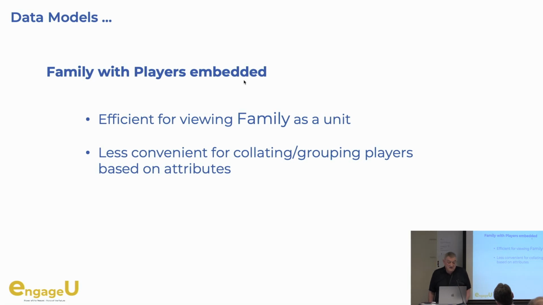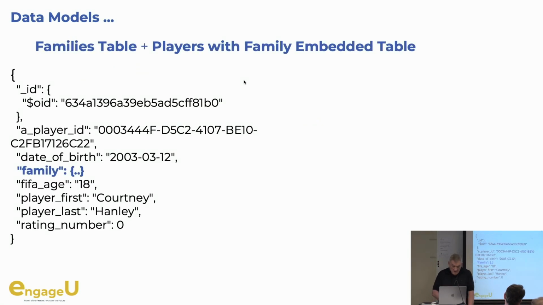It's less convenient if you want to collate or group players based on attributes of the player alone. So find me players whose player rating is above level 5 who will be eligible for such and such an event. Find players whose zip code is such and such, or who live in this state or that state, to do some promotion for just those families. Find those players, then find the families, and so on.